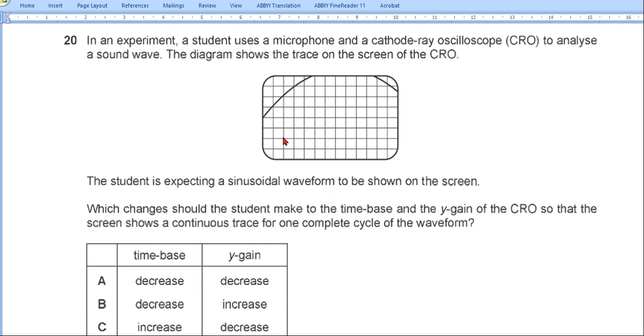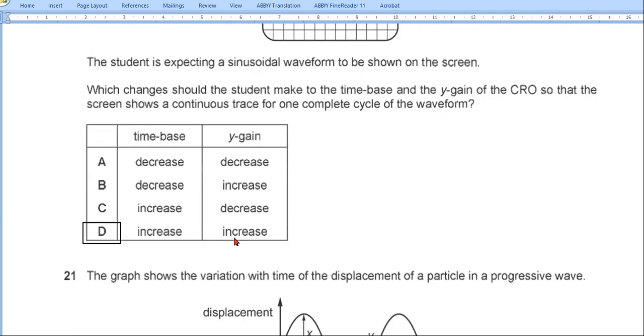So gain and time base tell us about the value. Time base tells us about the value of the horizontal section, the horizontal side of the squares, and gain tells us about the value of the vertical side of the square. So if we increase both, the picture will squeeze and will show us. So increase both.